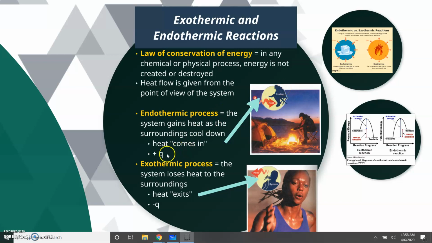When we do calculations, and remember that lowercase q represents heat, because heat goes into our system, these are going to have positive q values. Any endothermic process will have a positive q value.